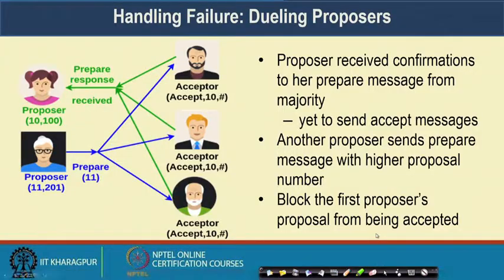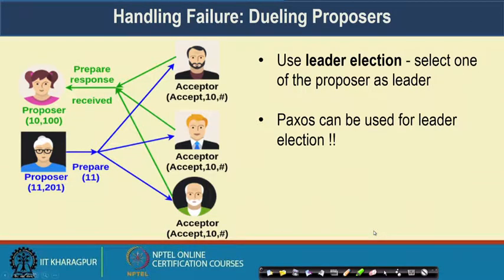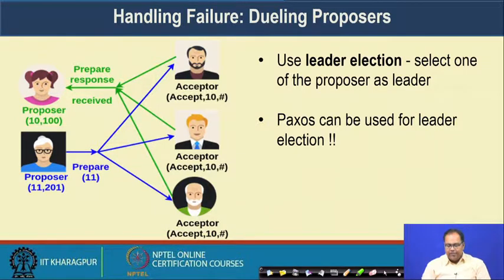Now, to break the tie here, we use certain other numbers or certain other identities which will help break the duel. Whenever you are getting dueling proposals, you block the proposers who have lower IDs. So, you may break the ties based on the ID of the proposers. To decide which particular proposer you are going to block, you need to execute certain algorithms. So, you can have a leader election algorithm, which can select one of the proposers as a leader.